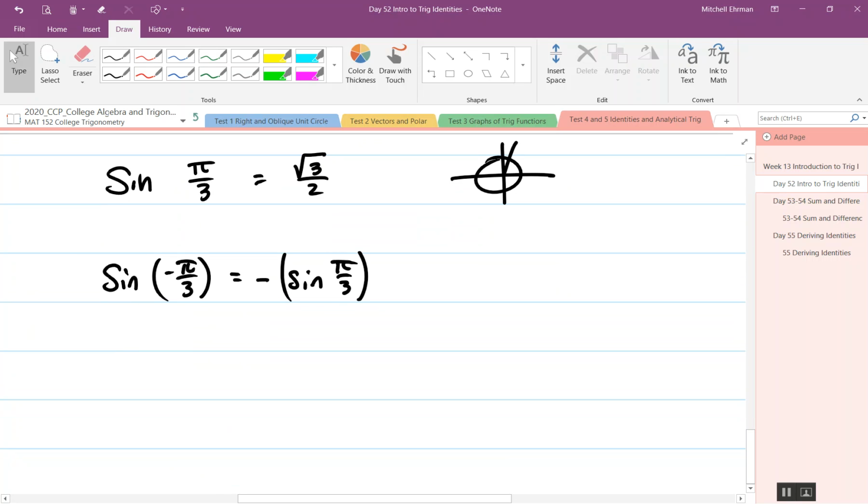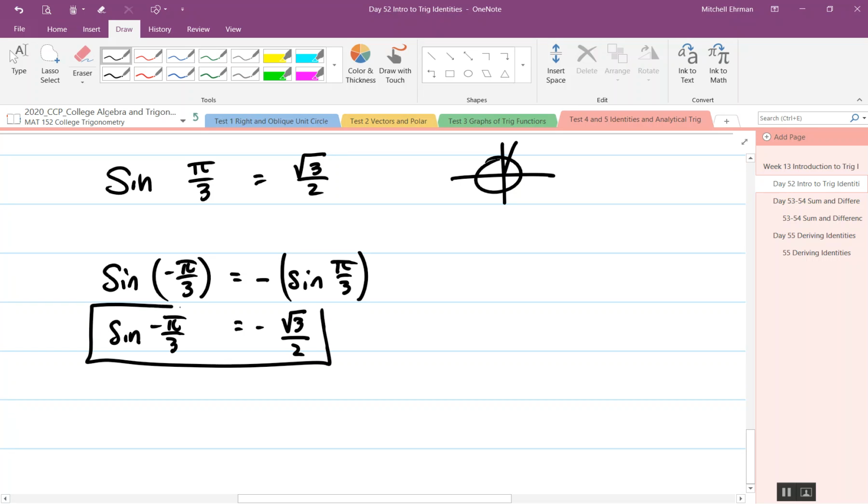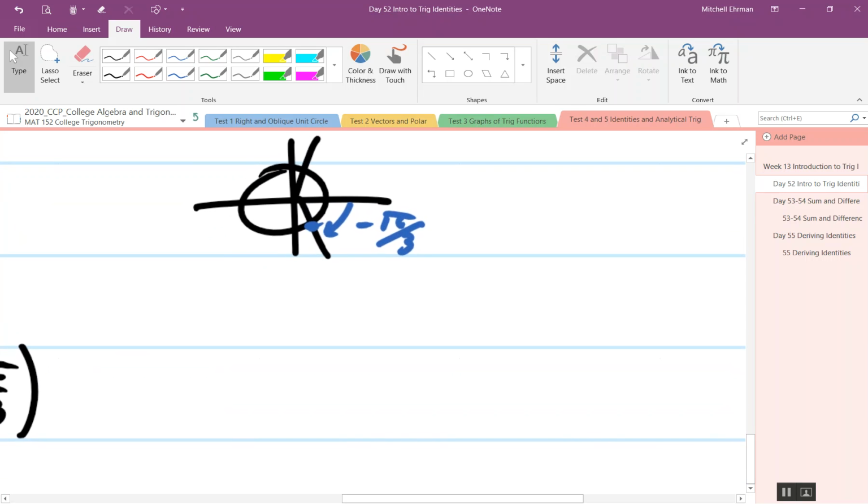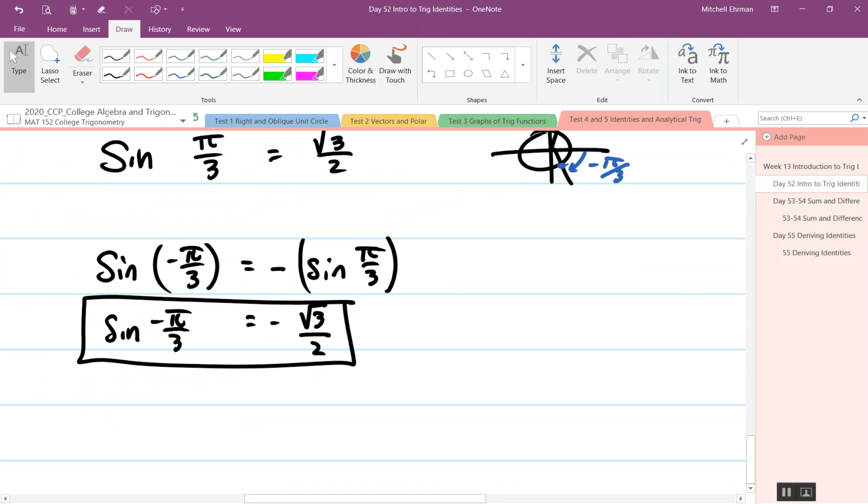And since we just established that sine of pi over 3 is equal to radical 3 over 2, then sine of negative pi over 3 is equal to negative radical 3 over 2. Now, in our class, we went ahead and memorized the entire unit circle, so when we recognize that this angle measure is negative pi over 3, then of course it becomes obvious that our y result is negative square root 3 over 2. But not all students memorize the entire unit circle.